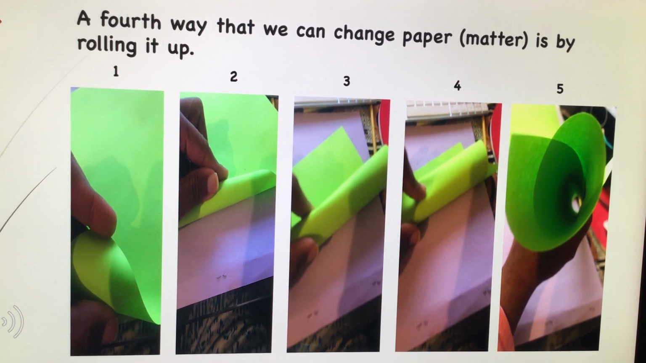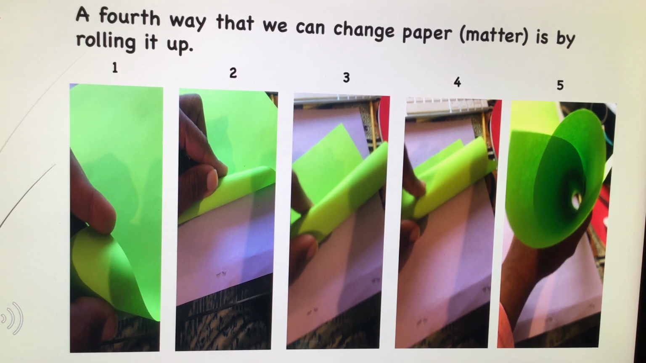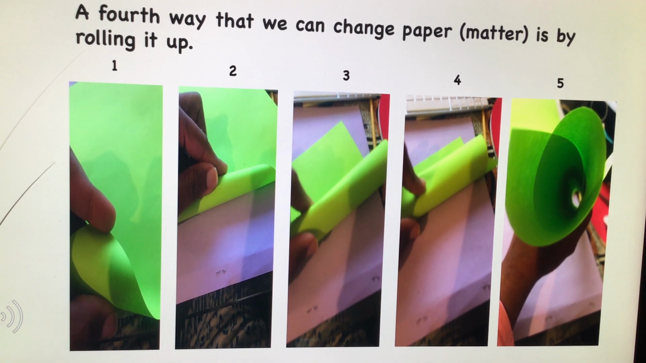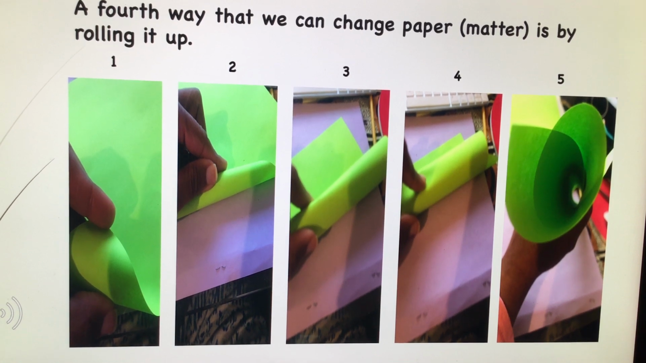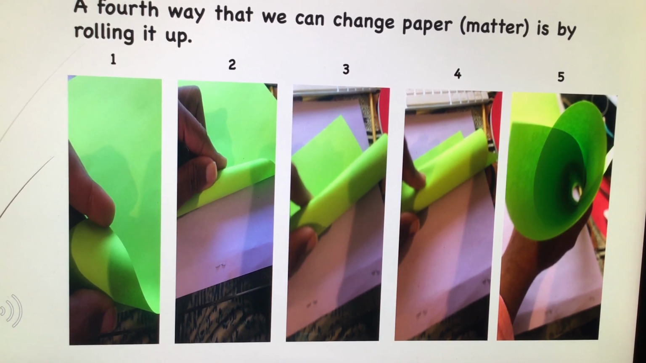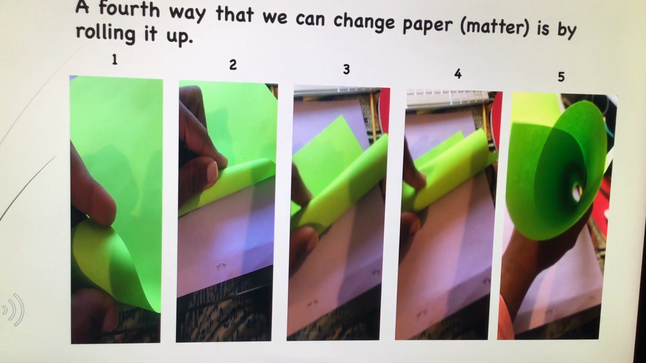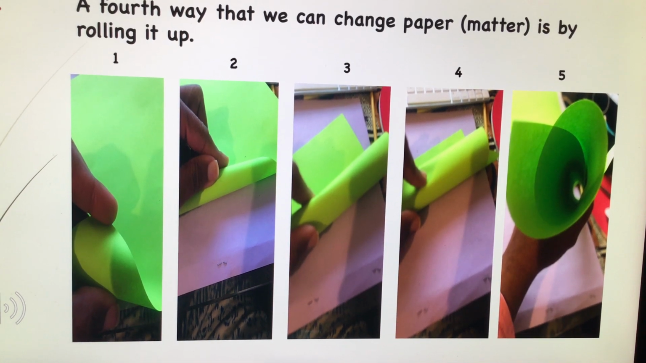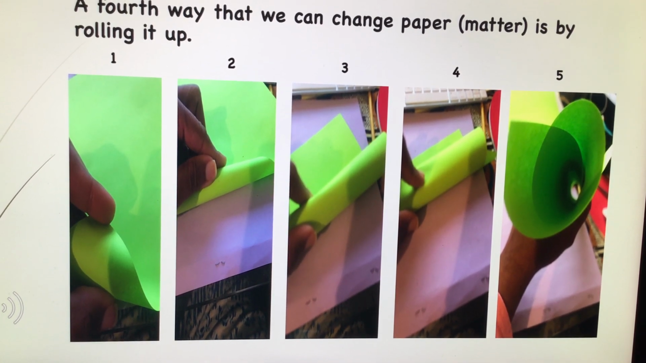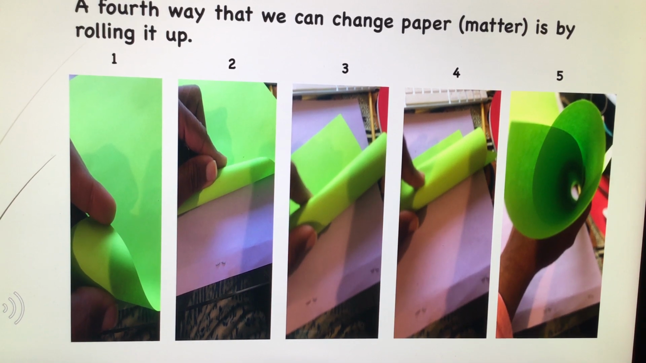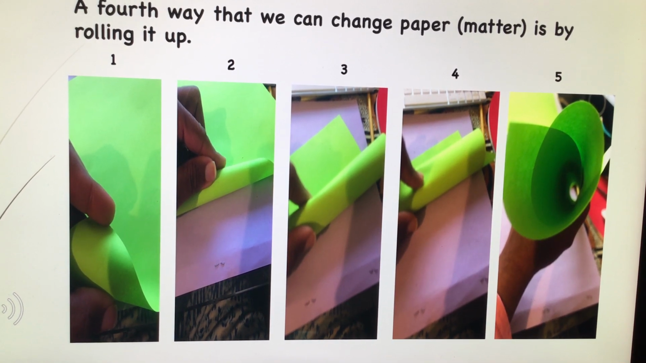A fourth way that we can change paper or matter is by rolling it up. Look at what I did. I'm not applying a lot of pressure. Look at the first picture, and then the second picture, and then the third picture, and look at the fourth picture. And finally, you can see that I made a roll, or it's almost like a cylinder. Think of your Play-Doh when I say to you, make a snake. What do you do when I tell you to make a snake? How are you changing the clay? How did we change the paper?